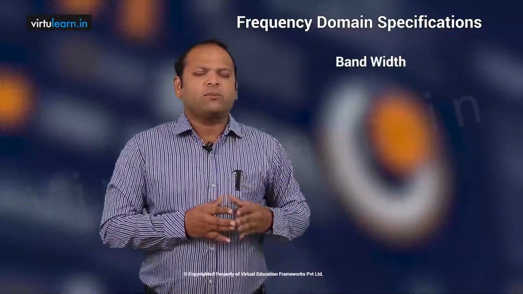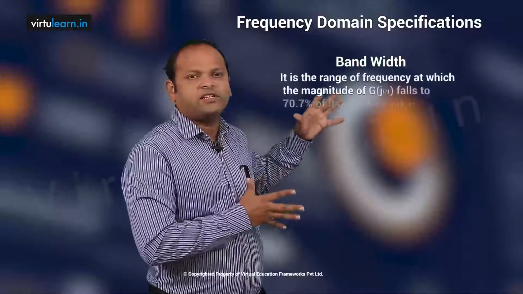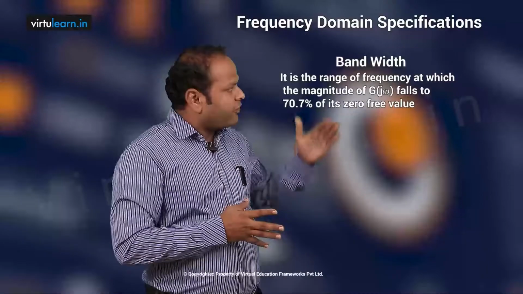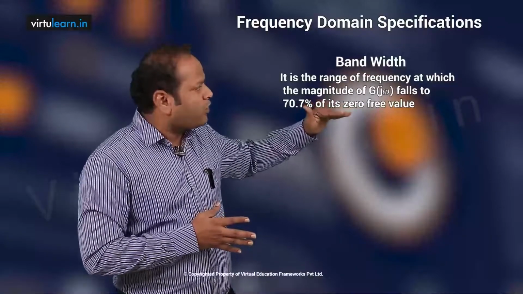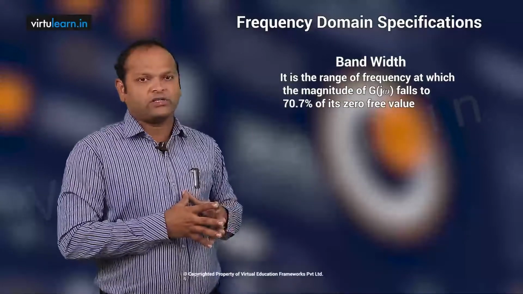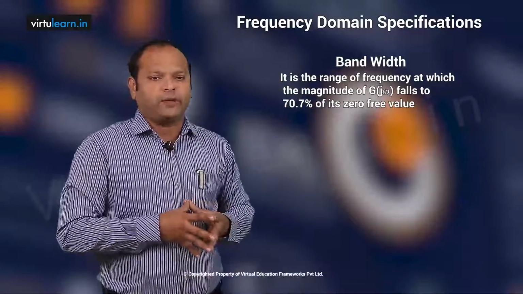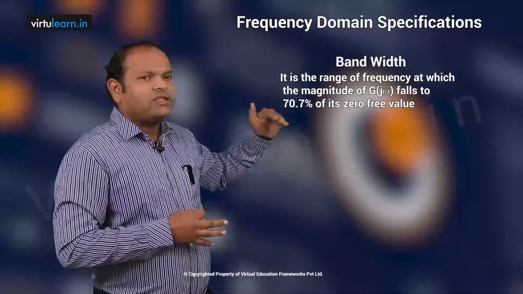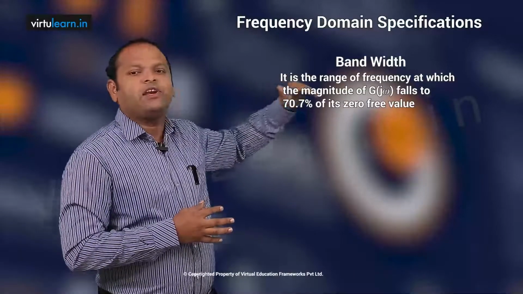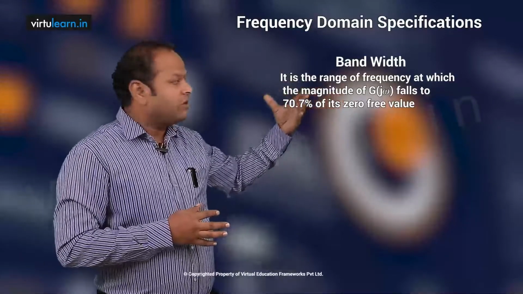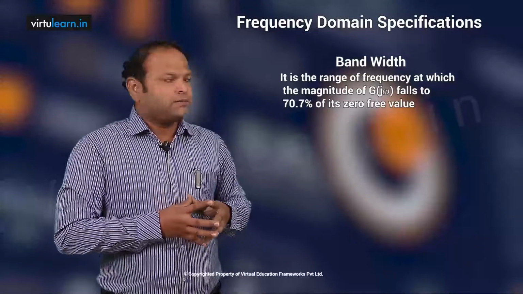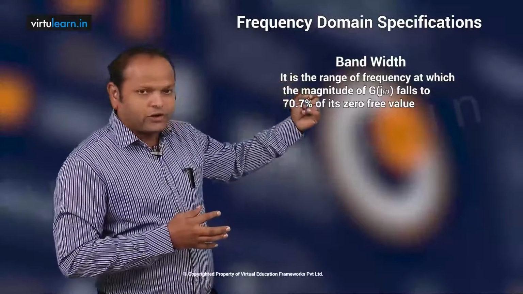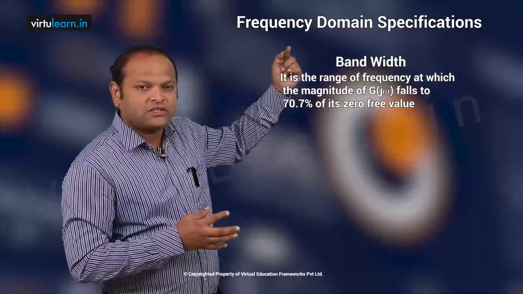Next, bandwidth. What is bandwidth? Bandwidth is defined as the range of frequencies at which the magnitude of G of j omega falls to 70.7% of its zero frequency value, or the magnitude falls by 3 dB. This is the bandwidth of the system. So what is the bandwidth? It is basically a measure of the ability to reproduce the signal, with noise rejection characteristics. We can derive this by taking the zero frequency magnitude value and the 70.7% magnitude value.